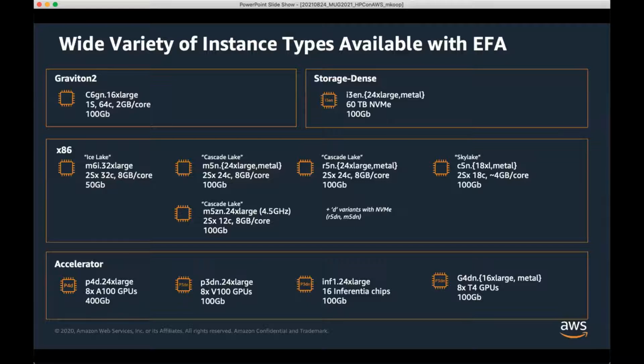As I said before, there's a wide variety of instance types. So everything from the Graviton2 processor that I was speaking about, which is a one socket platform, 100 gig, to a storage dense platform with up to 60 terabytes of disk space, to a wide variety of x86 platforms here, including the recently released M6i, which is an Ice Lake platform, Cascade Lake, Skylake, and so on. And then you can see the wide variety of accelerators from A100s, V100s, T4s, as well as AWS's custom ASIC, the Inferentia chip for machine learning inference.